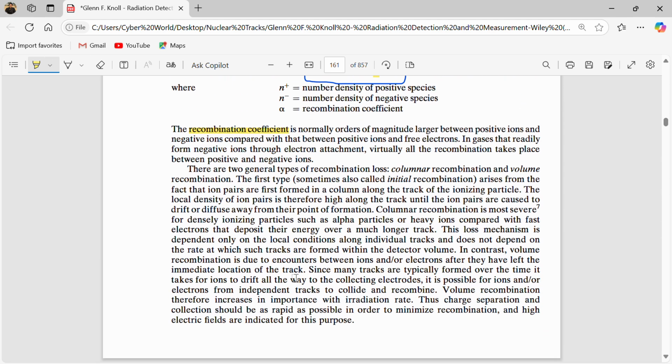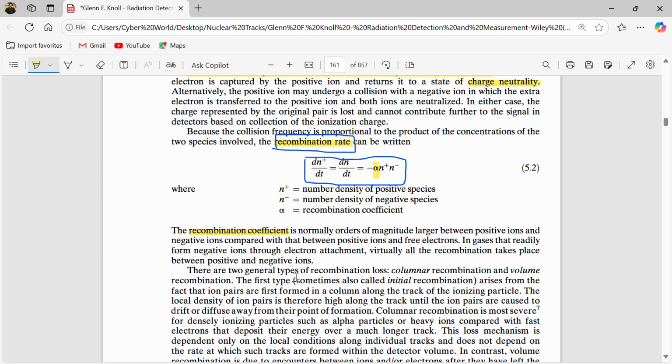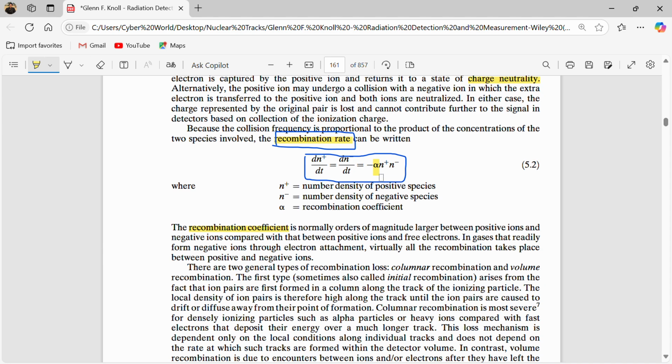Okay, so this is the factor called the recombination factor, and here is the formula to solve this. Both their derivatives with respect to time equal the negative of the recombination coefficient times their product, n+ and n-.